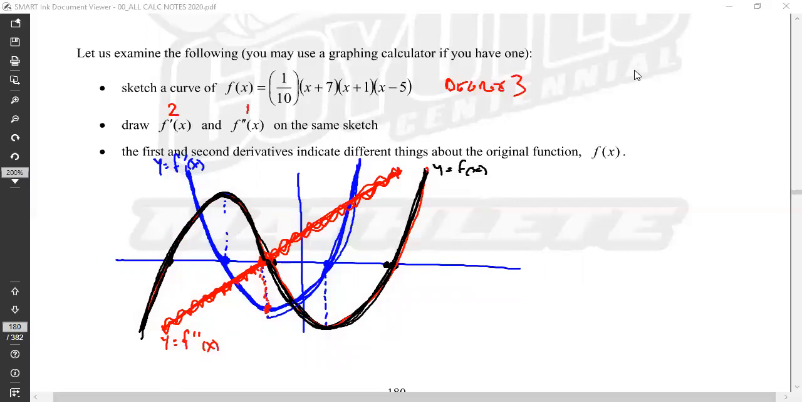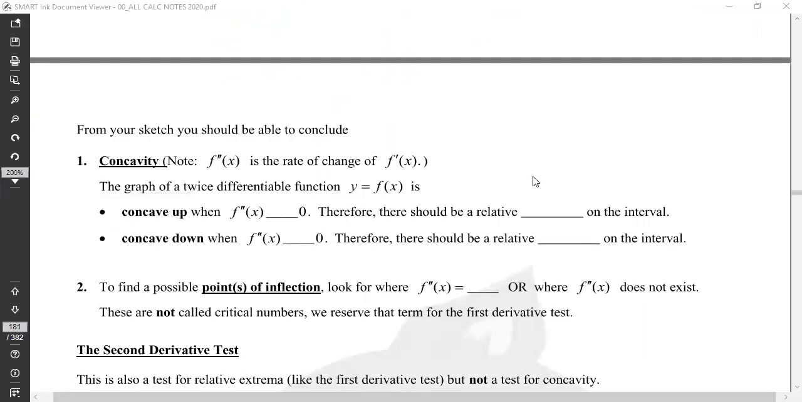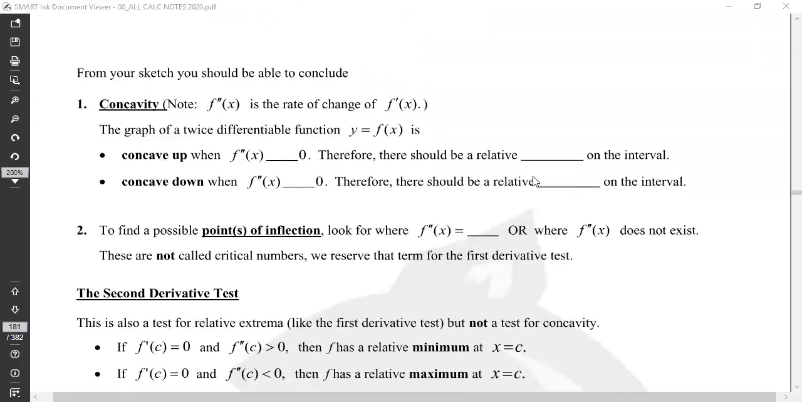And so we will have intervals of concavity, just like we had intervals for increasing and decreasing. And so let's start to fill in this note. It is concave up when f double prime is greater than 0. If it's concave up, if it's catching rain, then there should be a relative minimum on that interval. If it's concave down, when f double prime is less than 0, therefore you should have a relative maximum on that interval.